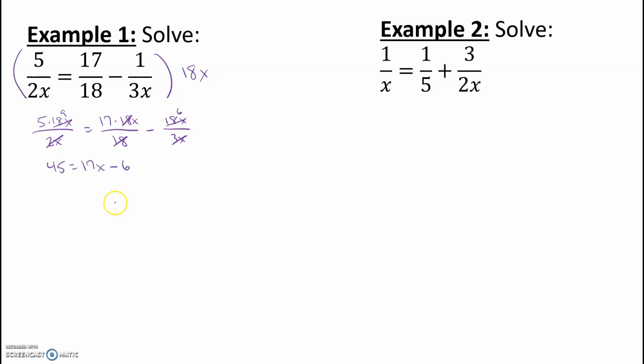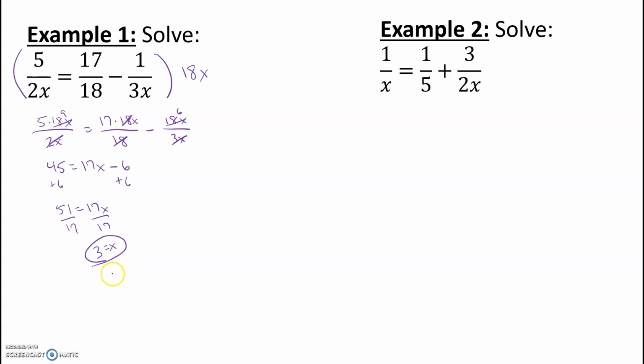And now you're left with a linear equation. So you can add 6 to both sides. So you've got 51. And divide both sides by 17. So you've got x equals 3.